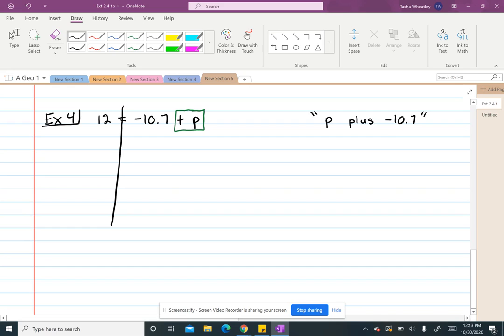So the opposite of plus negative 10.7 would be subtraction. And then we keep negative 10.7 because we got to keep the sign. And then if you remember the rule, when you have a minus and a negative, you can actually combine those together to form a plus sign. So really what we're doing to both sides is we're going to be adding 10.7. So I want to put that on the left and on the right.